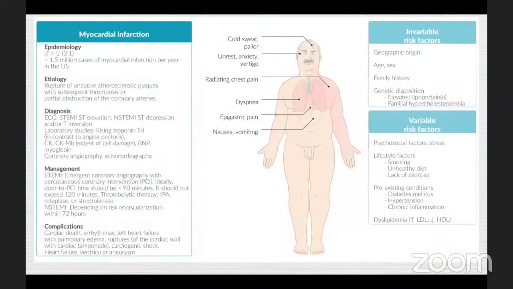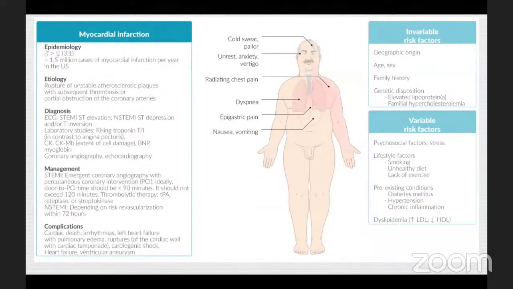As just a quick recap, myocardial infarction, the epidemiology: male to female 3 to 1. It affects approximately 1.5 million cases of myocardial infarction per year in the US. Etiology includes rupture of unstable atherosclerotic plaques with subsequent thrombosis or partial obstruction of coronary arteries. The risk factors include non-modifiable: geographic origin, age, sex, family history, genetic disposition, elevated lipoprotein, familial hypercholesterolemia; and modifiable risk factors include psychosocial factors like stress, lifestyle factors like smoking, unhealthy diet, lack of exercise, pre-existing conditions like diabetes, hypertension, chronic inflammation, dyslipidemia, increased LDL or decreased HDL.